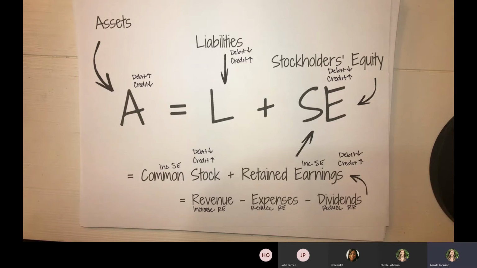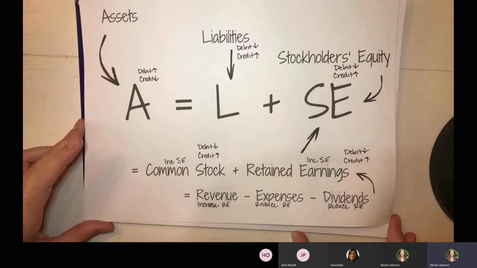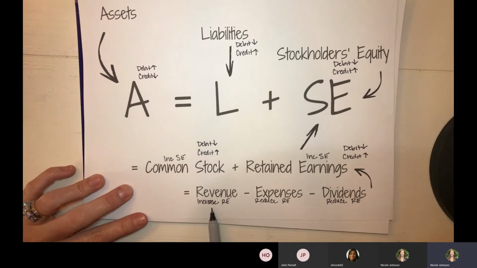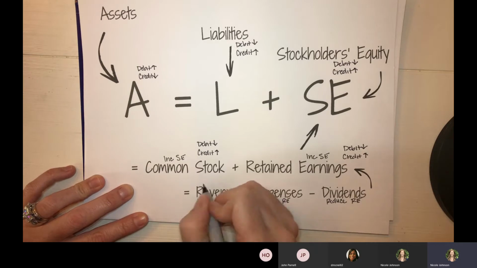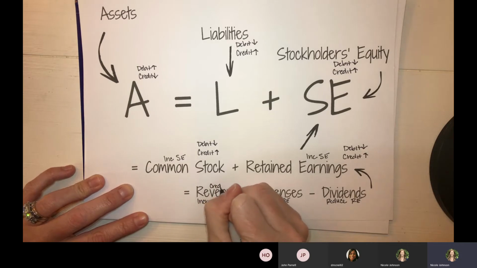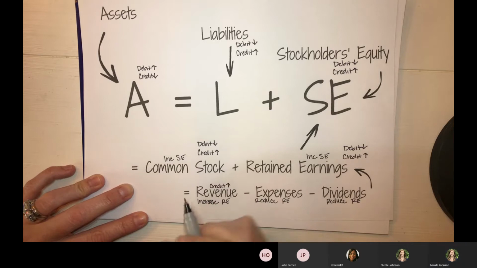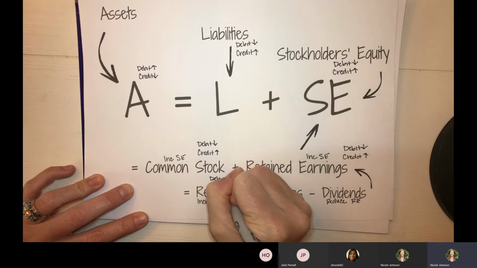Next up, we look at the impact of revenue, expenses, and dividends on retained earnings. Revenue increases retained earnings. So when revenues increase, retained earnings increases. So that's going to be a credit. Credits increase for revenue and debits decrease revenue.